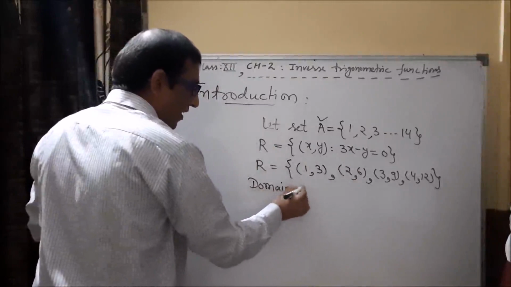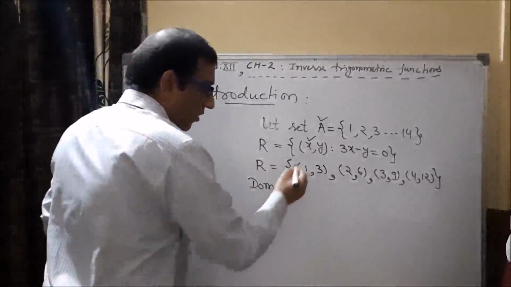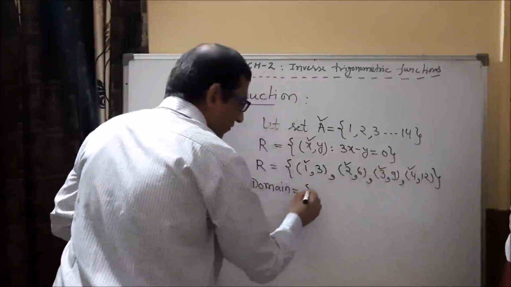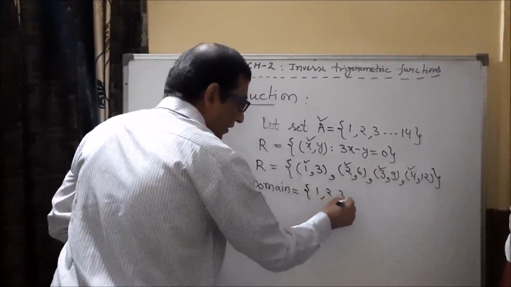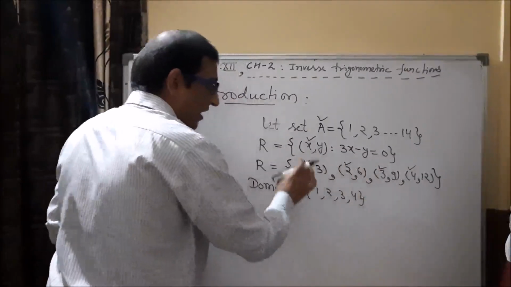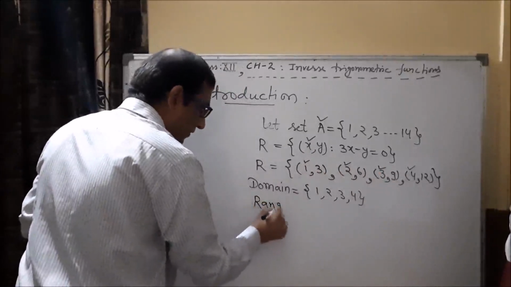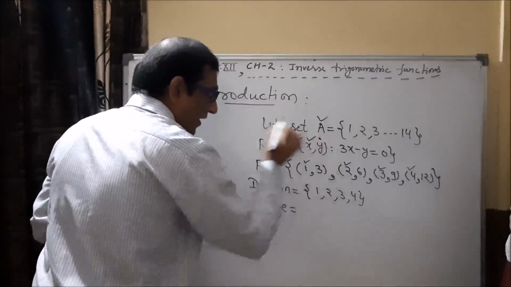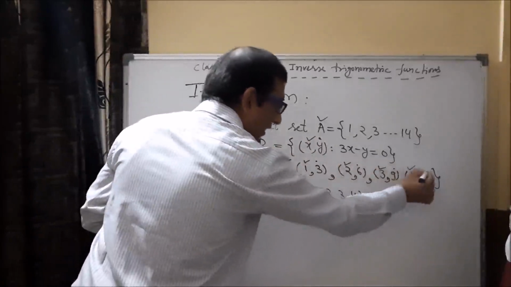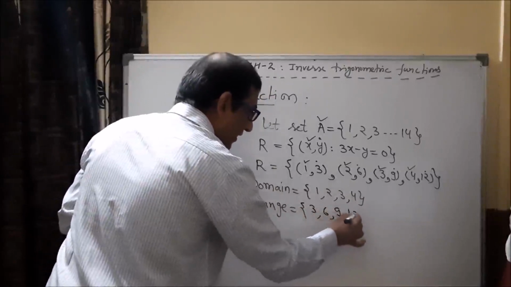So what is domain? Domain is related with x, or we can say the first element of the ordered pair. So the first elements of the ordered pairs are 1, 2, 3 and 4. It means we will write here 1, 2, 3 and 4. As you see here, all these elements are the first elements of these ordered pairs. Now we will come to range. Range is related with the second element of the ordered pair. So the second elements are 3, 6, 9 and 12, which we will write here: 3, 6, 9 and 12.